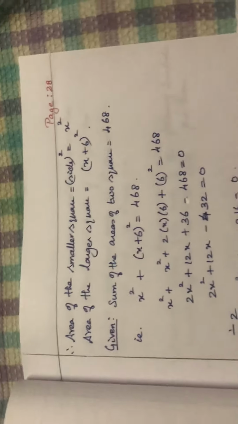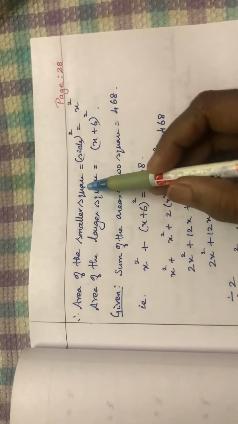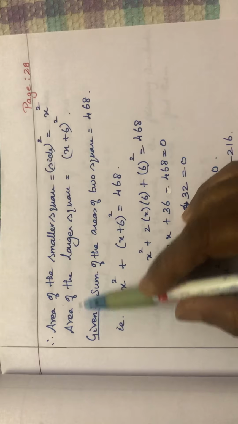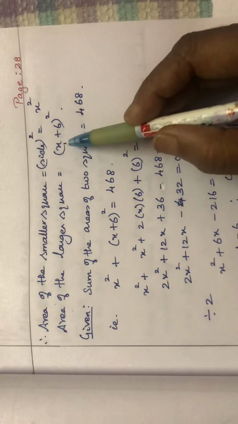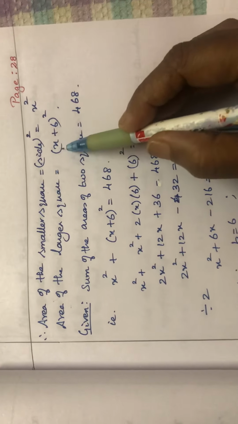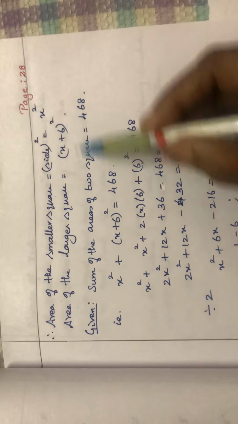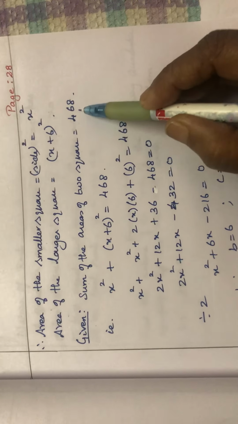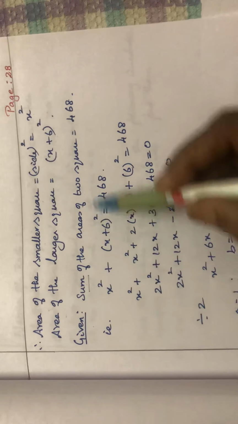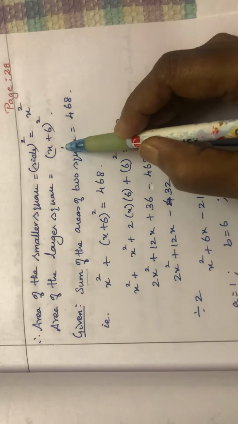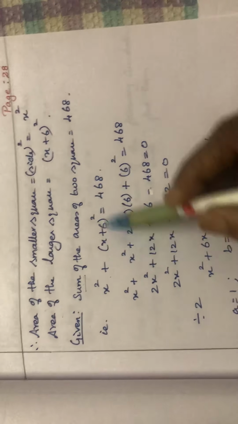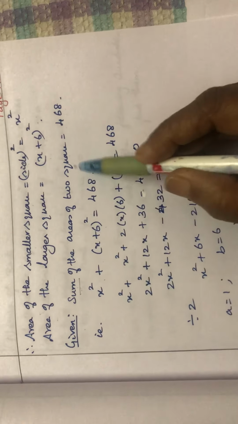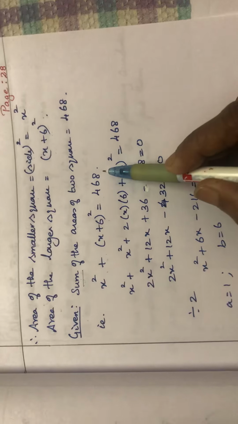Now what is the area of the smaller square? Side is x, so area will be x square. Now what will be the area of the larger square? Side is x plus 6, area will be x plus 6 the whole square. It is given in the question, sum of the areas of two squares is 468. So you have to find the sum of the areas: x square plus x plus 6 the whole square, that is the addition, sum of the areas of the two squares, is equal to 468.